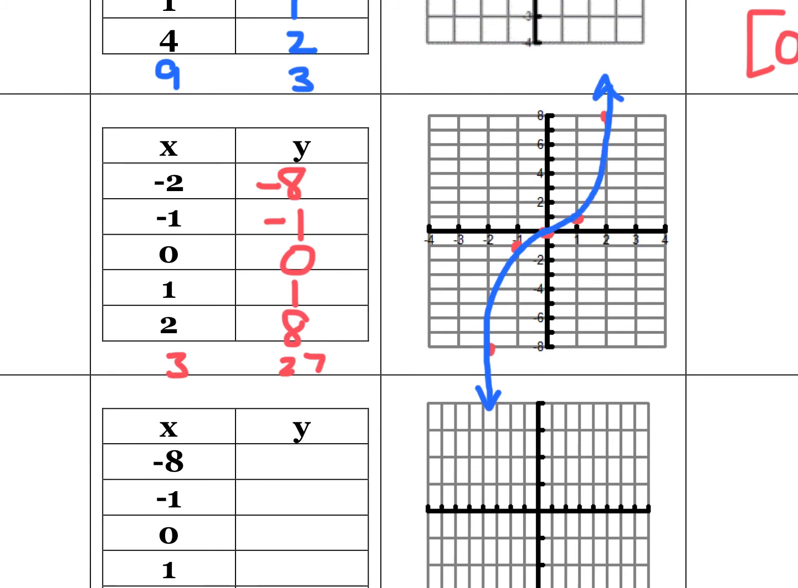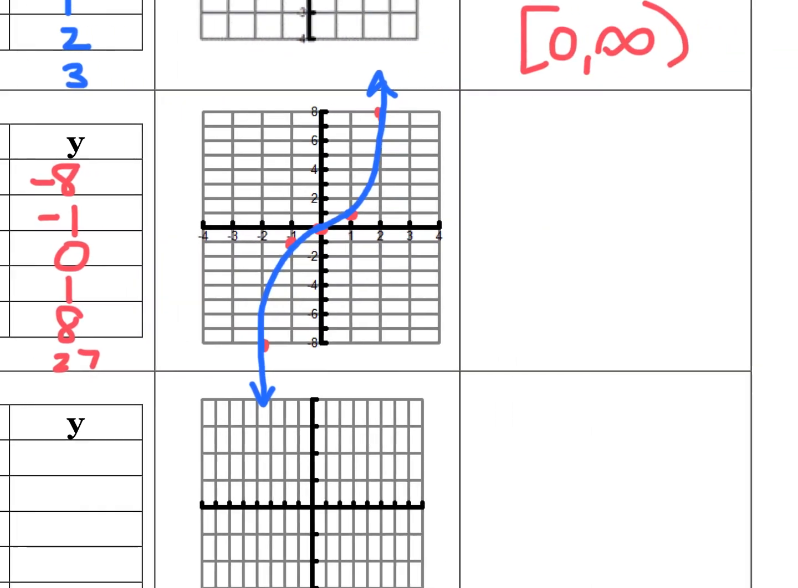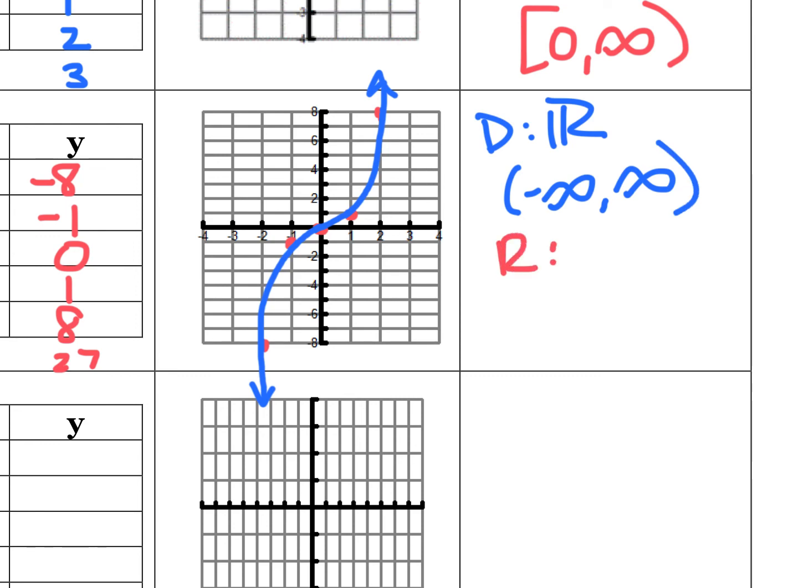All right, so let's look at the domain and range of these. It doesn't matter how far I go to the left or right, I can always cube these numbers. So the domain is going to be all real numbers from negative infinity to infinity. And it's always going to go all the way up and all the way down. So the range is also all real numbers from negative infinity to infinity.